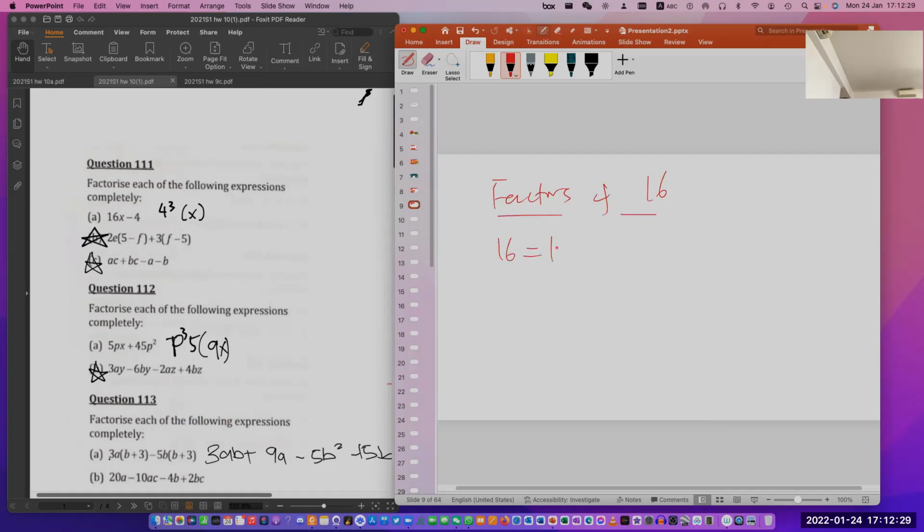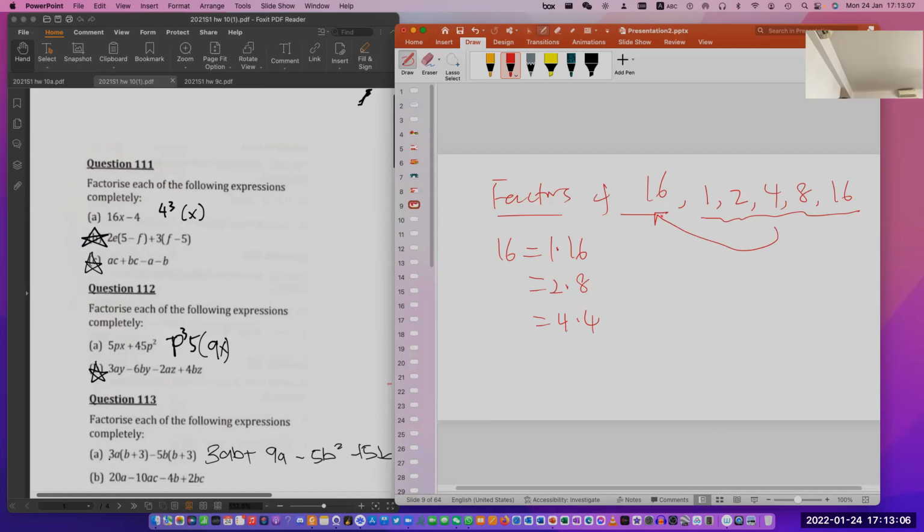So 16 is equal to 1 times 16, and you can also choose 2 times 8. You can also choose 4 times 4, and of course you can choose 8 times 2. By the way, 8 times 2 is the same as 2 times 8, with 2 in front and 8 at the back, and then 8 in front and 2 at the back. They are the same pair. So I stop. So over here, factors of 16, you can have 1, 2, 4, 8, and 16. All these are factors of 16.